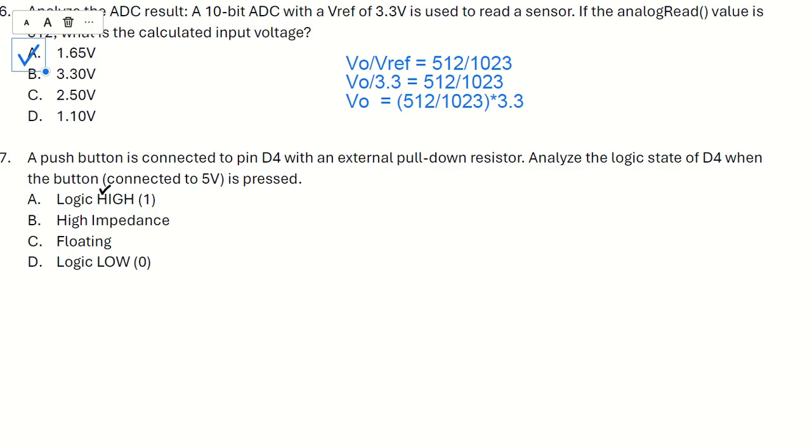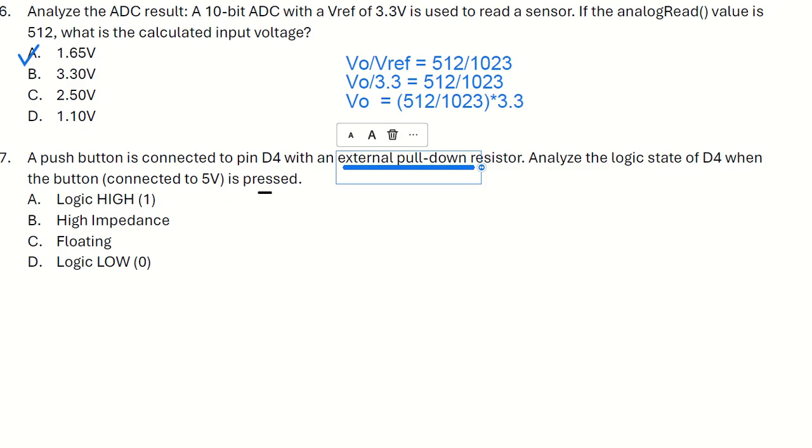Okay, next, a push button is connected to pin D4 with an external pull down resistor. Analyze the logic state of D4 when the button connected to 5 volt is pressed. Okay, so it is using the pull down. So what does using a pull down mean? The pin will always go low if nobody activates it. So it's active high.